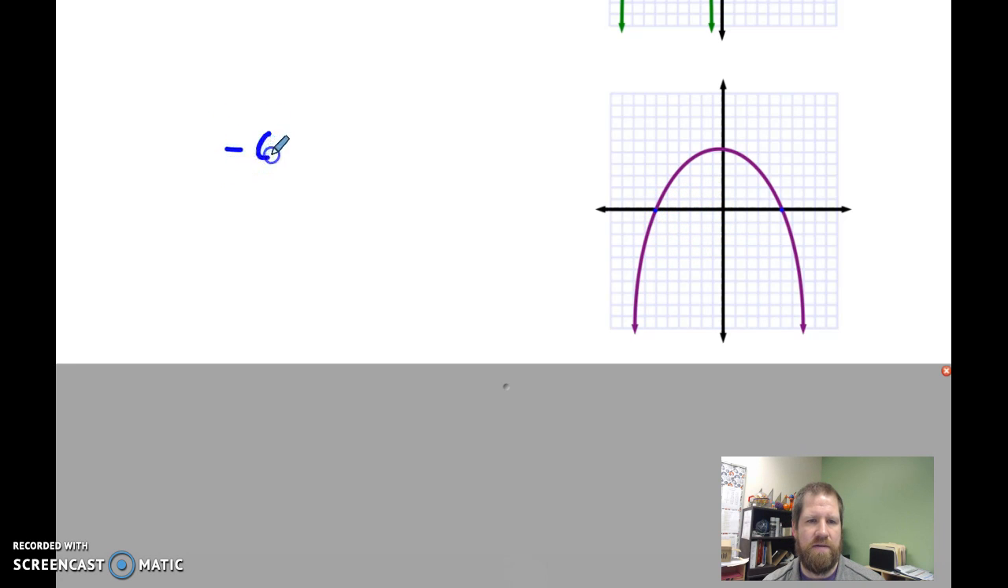So we've got -6 plus 5, which is going to equal -1, divided by 2. Oops, that is going to give me an axis of symmetry of -1/2. Okay, it's that straightforward.